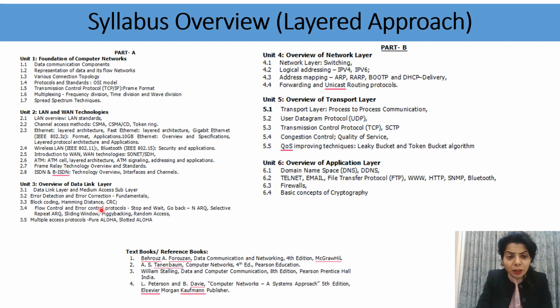For example, the numericals based on the Hamming distance and from the CRC portion, and the flow control techniques you have here, the stop and wait, go back N ARQ, all these techniques are really very important, and numericals are associated with this unit, so you have to put a great focus on this unit.